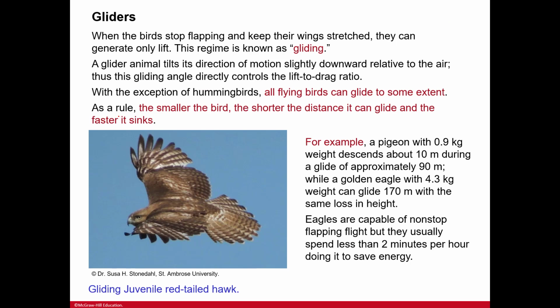Gliders: when birds stop flapping and keep their wings stretched out, they can generate only lift, and that regime is known as gliding. Gliding animals tilt their direction of motion slightly downward relative to the air, and thus the gliding angle directly controls the lift-to-drag ratio. The exception is hummingbirds. All flying birds can glide to some extent. As a rule, the smaller the bird, the shorter the distance it can glide, and the faster it sinks. And that's because it's definitely dependent on the surface area, right?